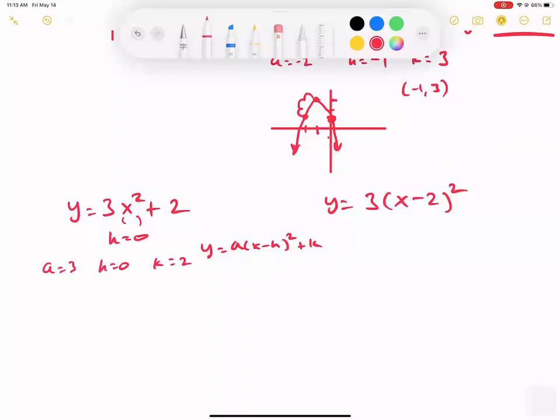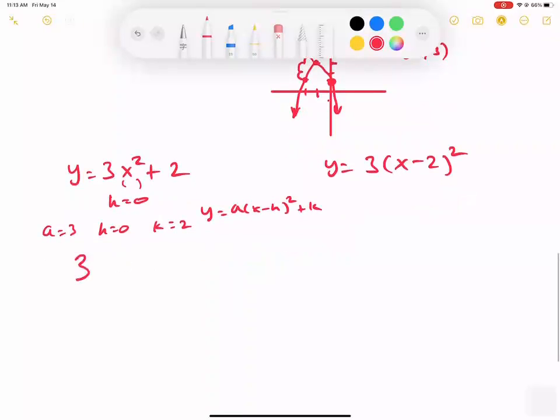Now, let me show you guys why. Let me write this in a different way. Maybe it's a little easier to see. It's 3 times (x - 0)² + 2. See, that's why it's 0 here. And what's x - 0? That's just x. So that's the pattern that we're going to stick with.